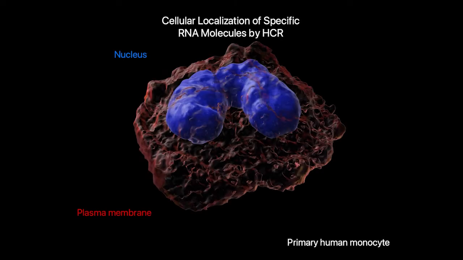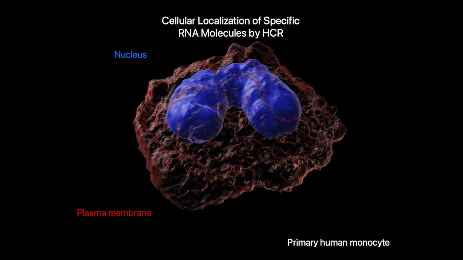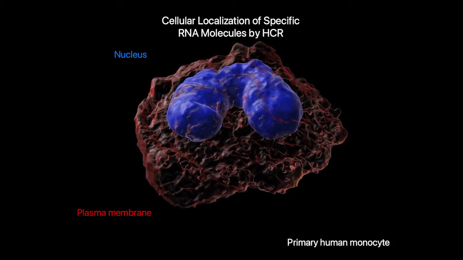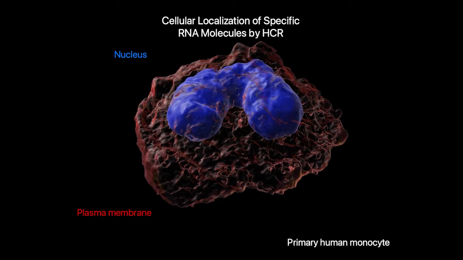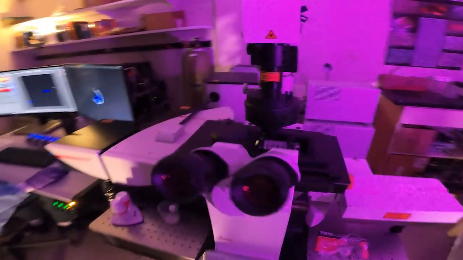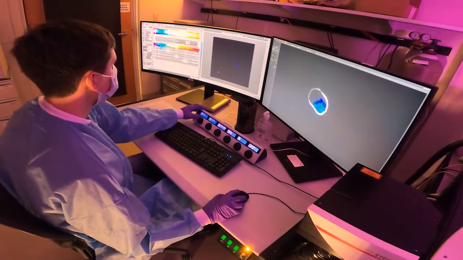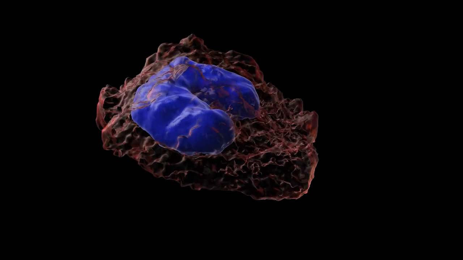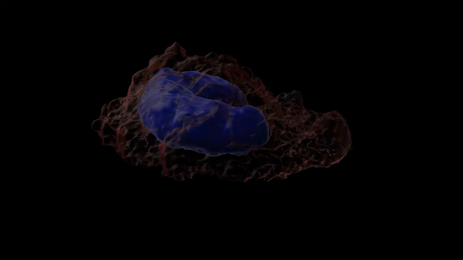The cell you see here is called a monocyte. Monocytes play an important role in the body's defense against microorganisms and toxins. This cell was extracted from the blood of a healthy human donor. These images were obtained using a type of microscope called a confocal microscope. The cell membrane is stained in red and the nucleus is stained in blue.